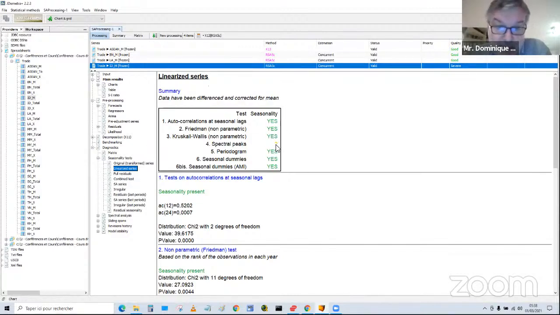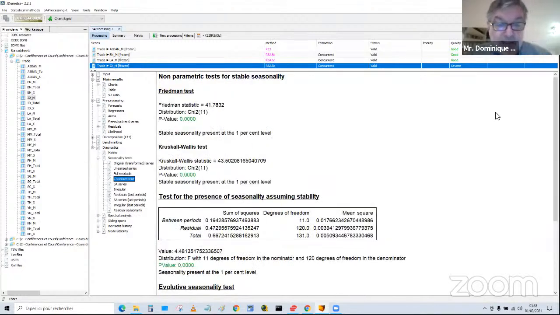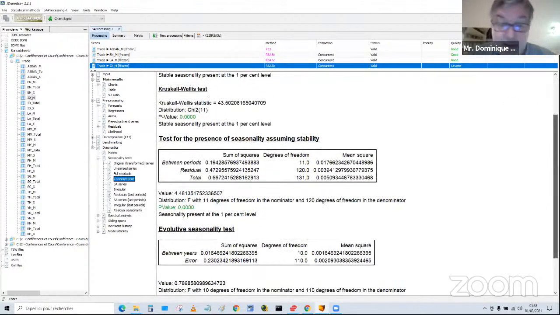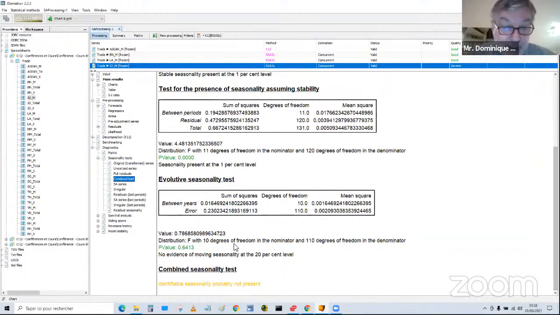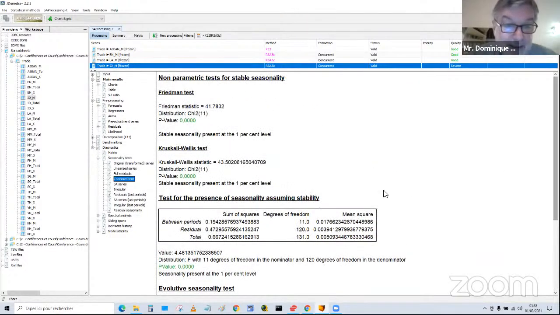Some difficulties to see for some indicator to clearly see the seasonal component. So here we do have a clear seasonal component. Oh yeah, it's interesting. Look at that. This is the combined test for X11.